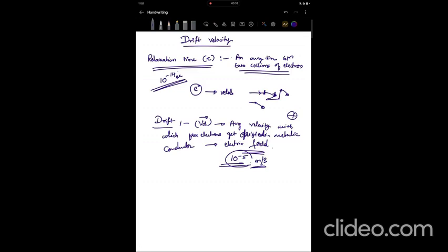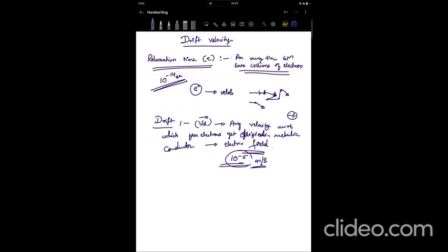Thus, when a metallic conductor is subjected to an electric field, free electrons move towards the positive terminal of the source with drift velocity. It is very small. The drift velocity is entirely responsible for electric current in the metal. This is about the relaxation time and the drift velocity.